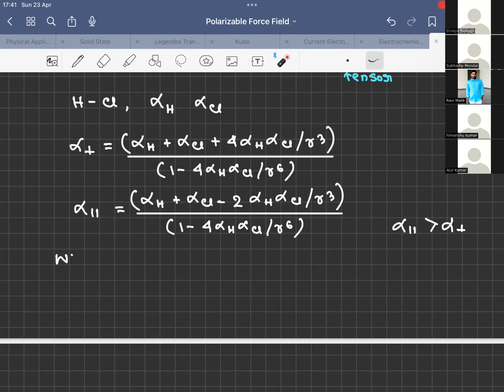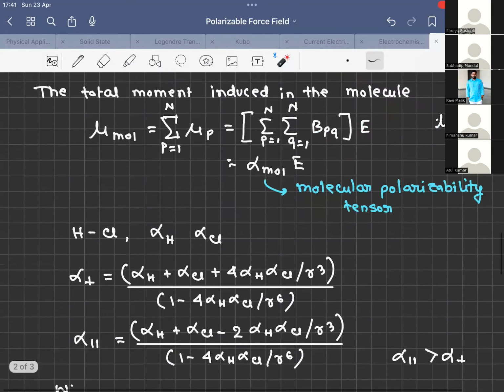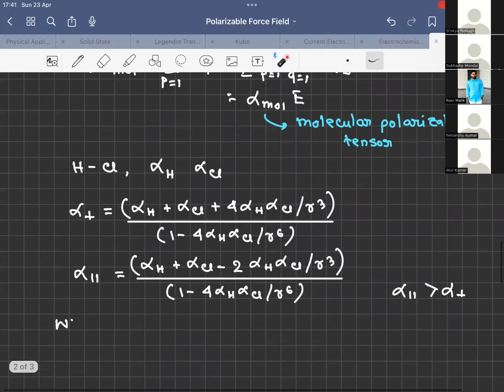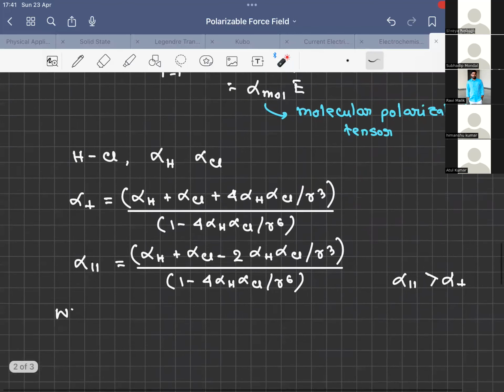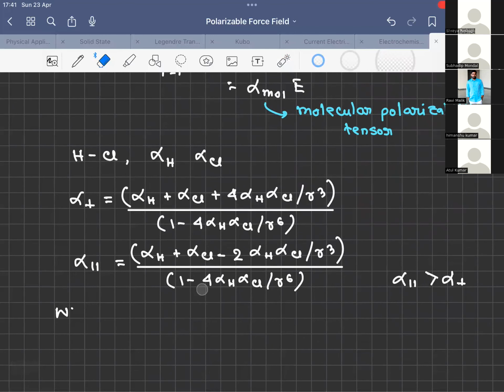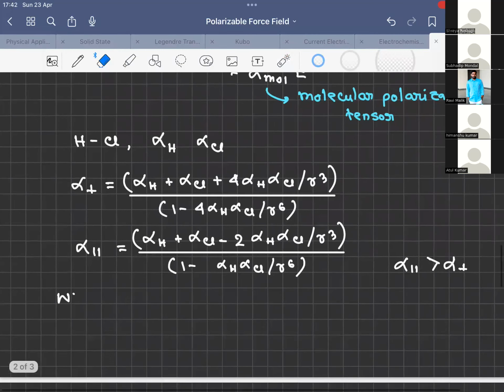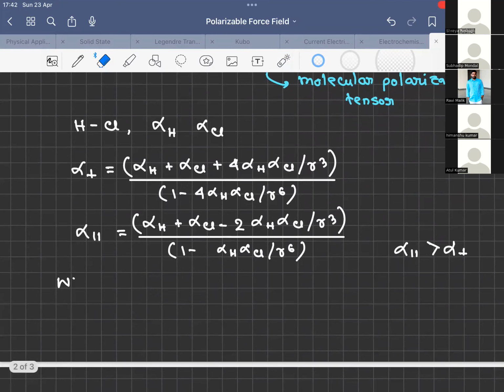Subhajit, I have one very basic question. You have written that alpha parallel is greater than alpha perpendicular. But if I see the form of the equations, in alpha perpendicular you are adding some more terms. Actually, I was seeing that the denominator was the same, and what numerator you were adding. Okay, now it's fine. I just copy pasted from the paper.